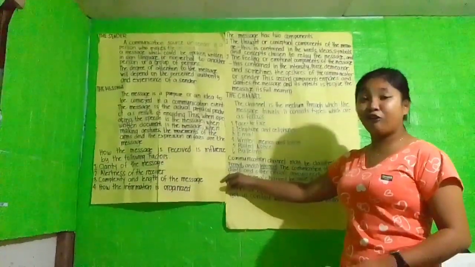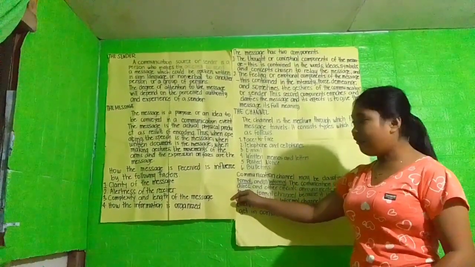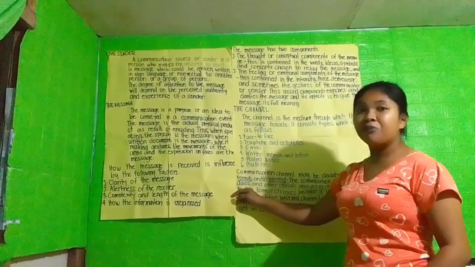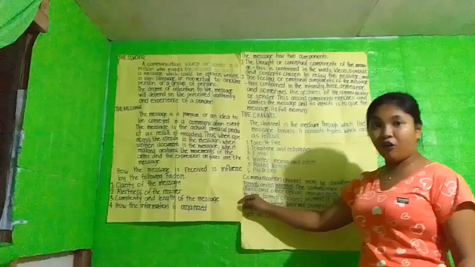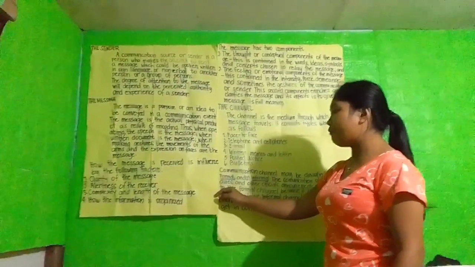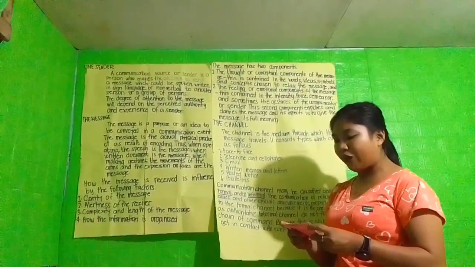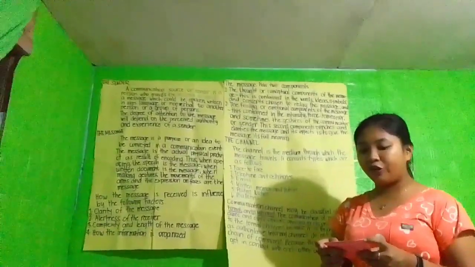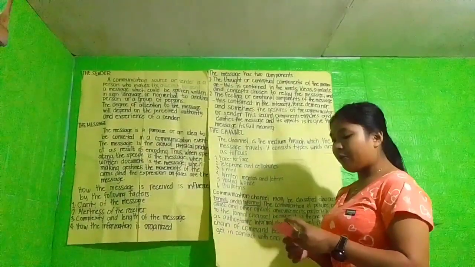So, how the message is received is influenced by the following factors. There are 4. First, clarity of the message. Second, alertness of the receiver. Third, complexity and length of the message. Fourth, how the information is organized. For example, a speech made before the press giving them information on your political positions. These are examples of the message.